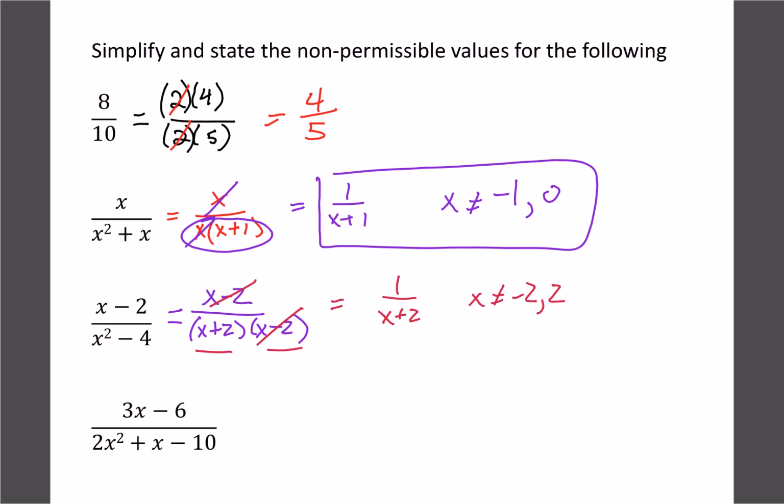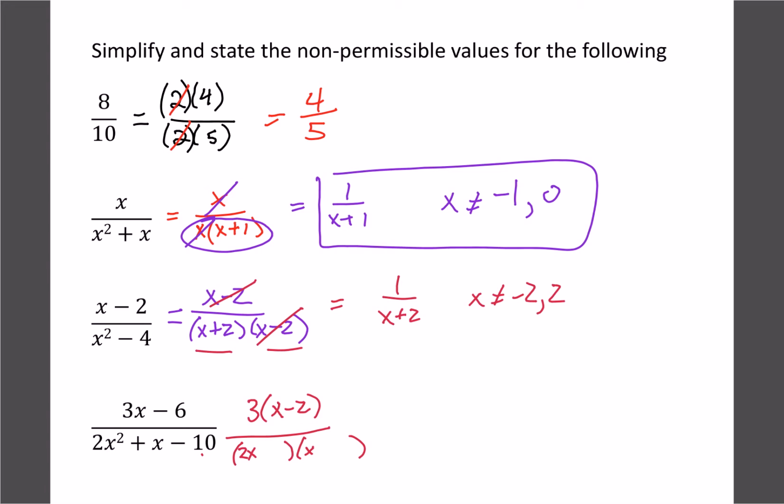Okay, and the last one I have on the page here is another quadratic one. So the top will factor out a common factor of 3. So divide both of them by 3, you'll get x minus 2. And on the bottom, it's one of the tougher ones. So our factors will be 2x and 1x. And what multiplies to give us 10? We got 5 and 2.